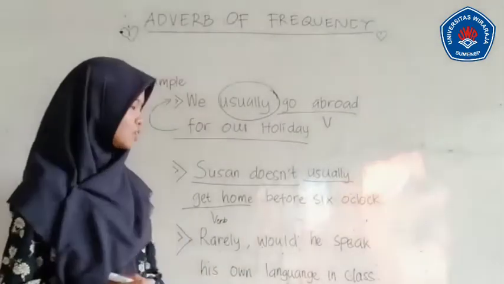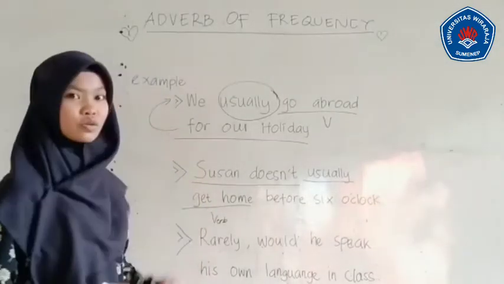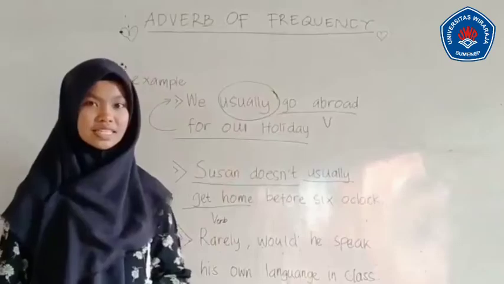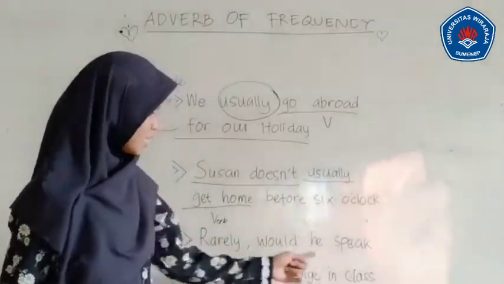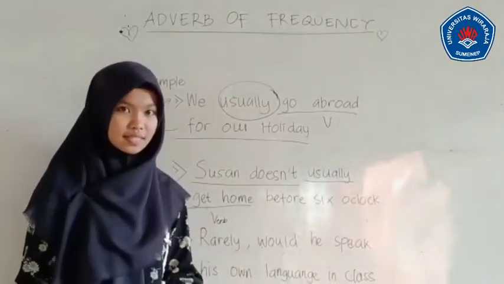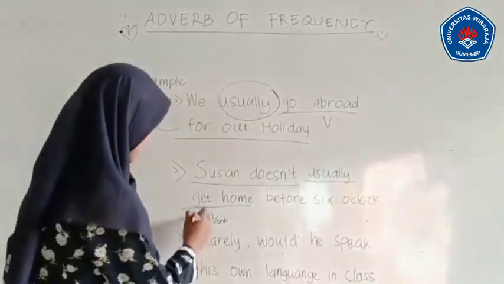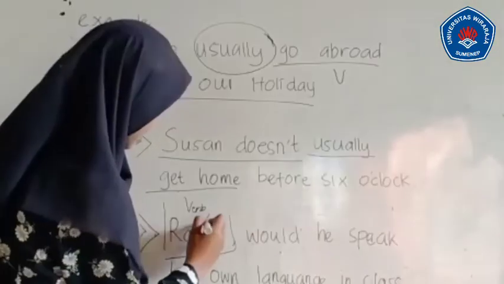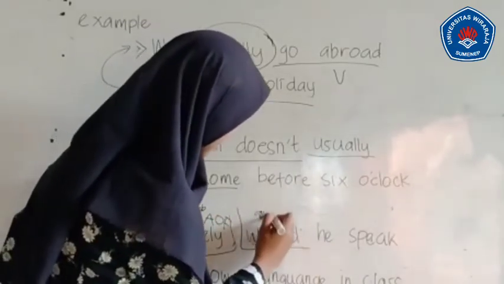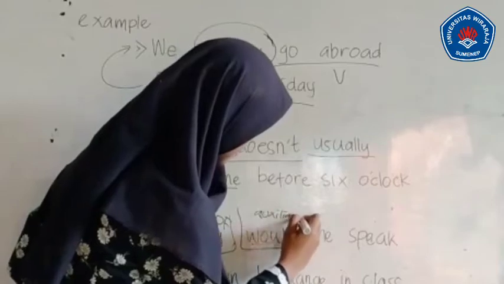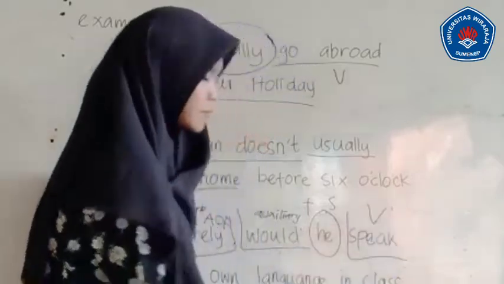And this may sound a little bit weird for you because it is a formal context. In the formal sentence, we use the adverb of frequency before anything else. For example, rarely would he speak his own language in class. We will say this in a very formal context, so pay close attention. The adverb of frequency before, and then we use the auxiliary plus subject plus the main verb, like this.